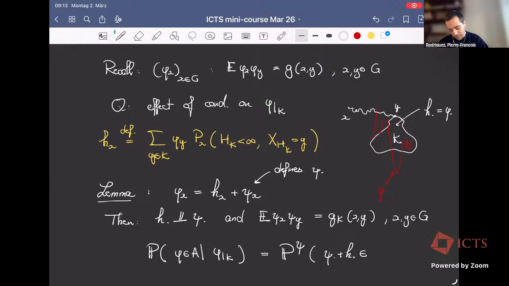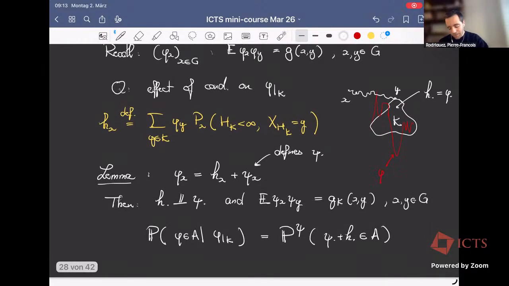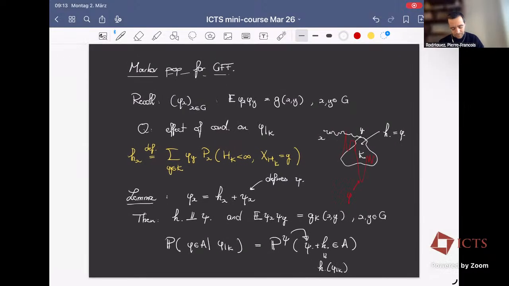So let's call this set A belongs to A. And here the P psi only acts on psi. So this is a Gaussian free field killed on the set K. And the H here is a measurable function of the stuff that you condition on. So you should think of this as a function of phi restricted to K.